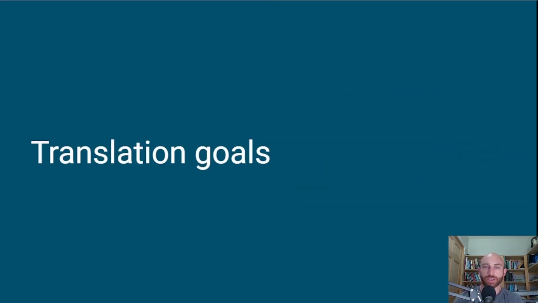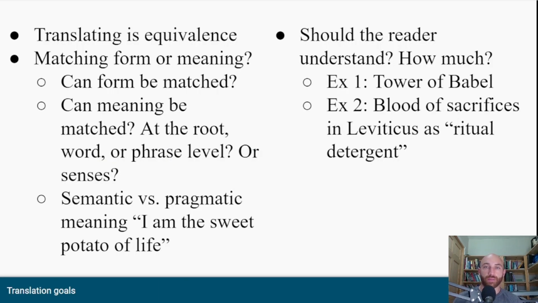So first, translation goals. In the introductory episode with Dr. Anthony Pym, he basically said that translating is equivalence of some sort. And this is a foundational principle. When you are translating from one language to another, you are making two things equivalent. So you can make two things equivalent in different ways. In particular, you can match form or you can match meaning.